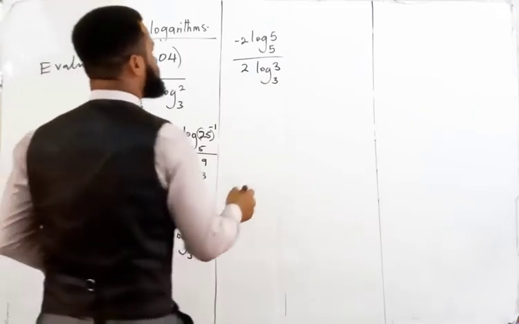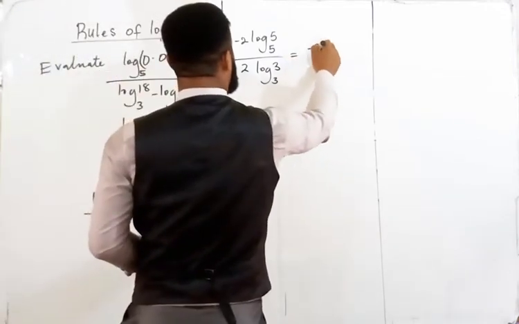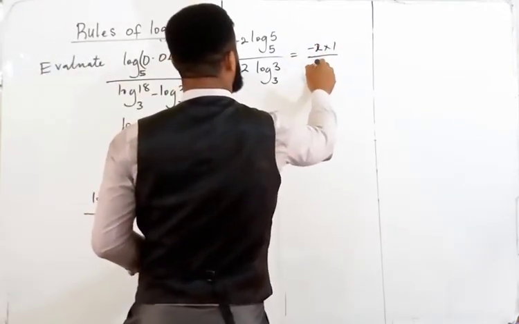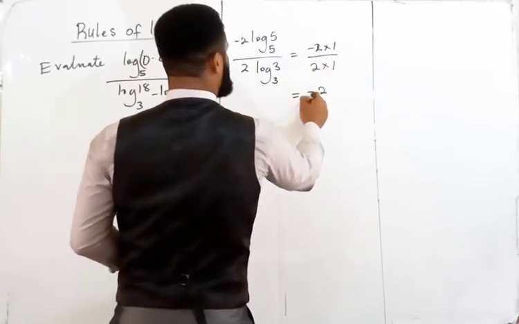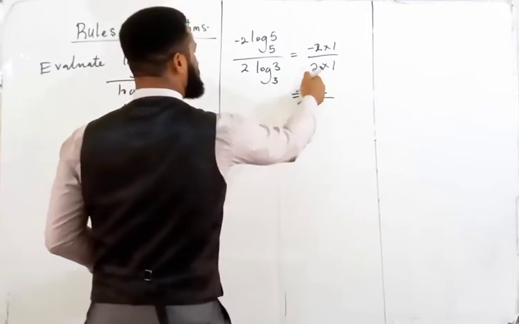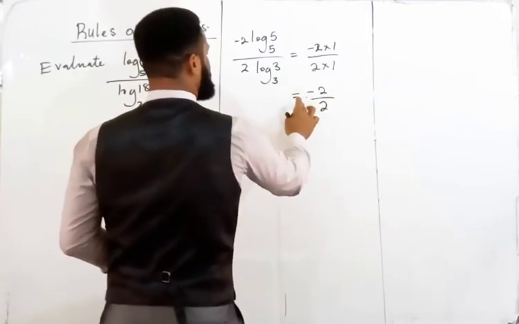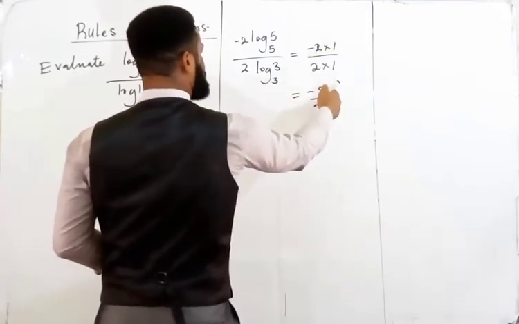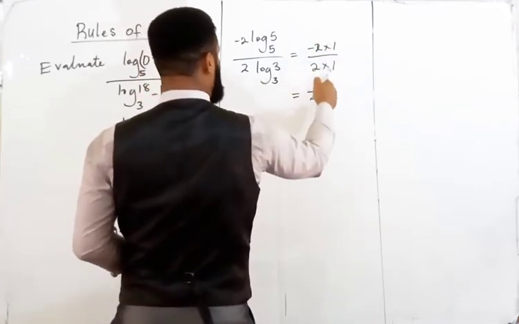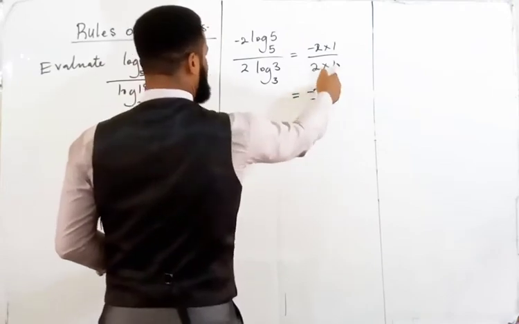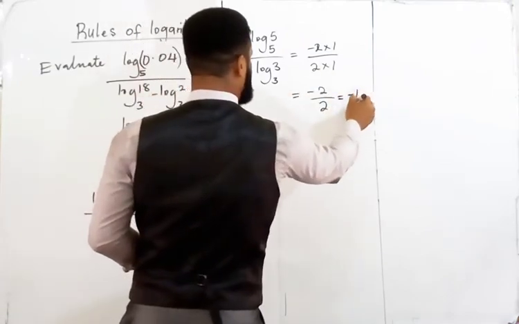So what happens? This is minus 2 times 1 all over 2 times 1. Minus 2 times 1 is minus 2, and 2 times 1 is 2. Therefore, the answer is minus 1.